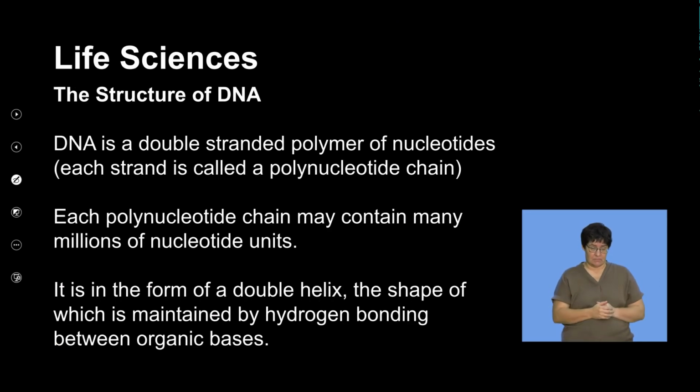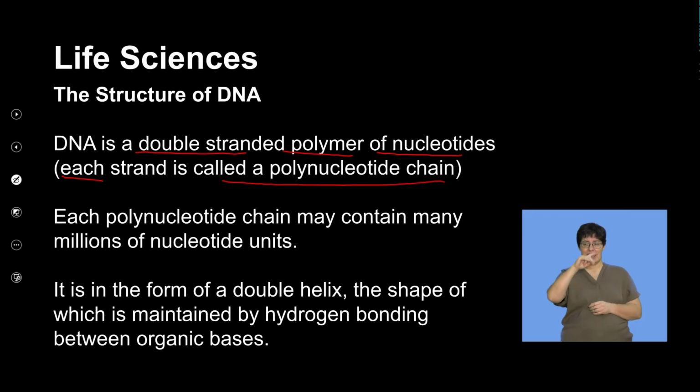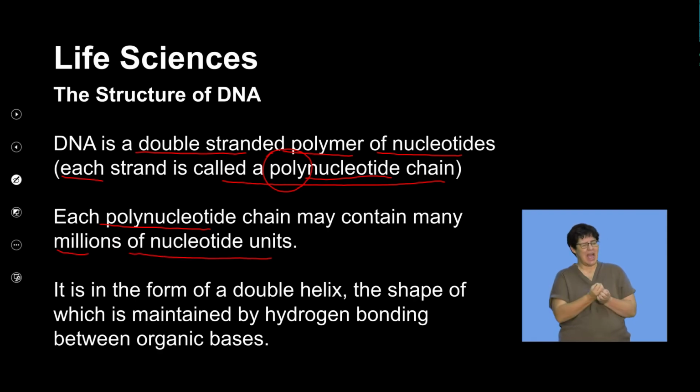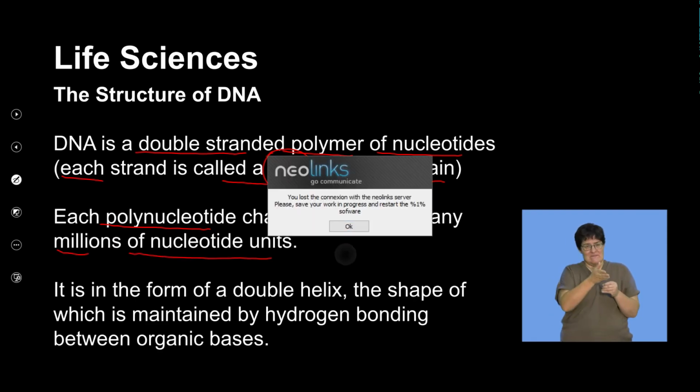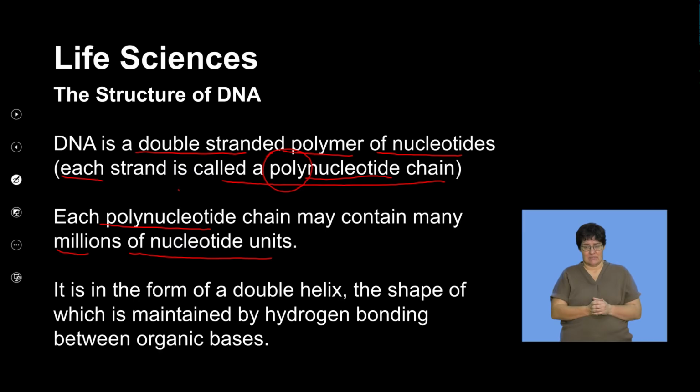So let's summarize that with a few key points. As I mentioned, DNA is a double-stranded polymer made up of nucleotides. Each strand is called a polynucleotide chain. Again, the concept of being made up of many nucleotides. Each polynucleotide chain may contain millions of nucleotide units. So that strand that we looked at contains many nucleotides.